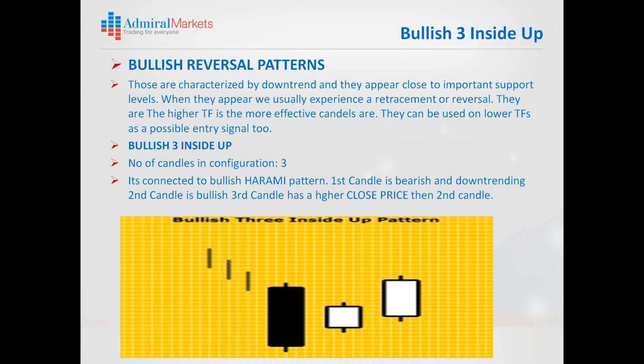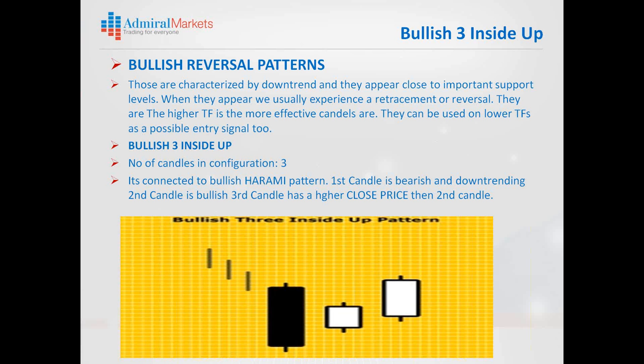Bullish tri-star inside up. Number of candles in configuration: 3 candles. It's connected to the bullish Harami pattern. Look at this. The first candle is bearish. This is a black candle, and it's clearly downtrending. After this, the second candle is bullish, and the third candle has a higher close price than the second candle. So this is that formation. First candle bearish, second candle bullish and contained in the body of the first candle, and the third candle has a higher close price than the second candle.